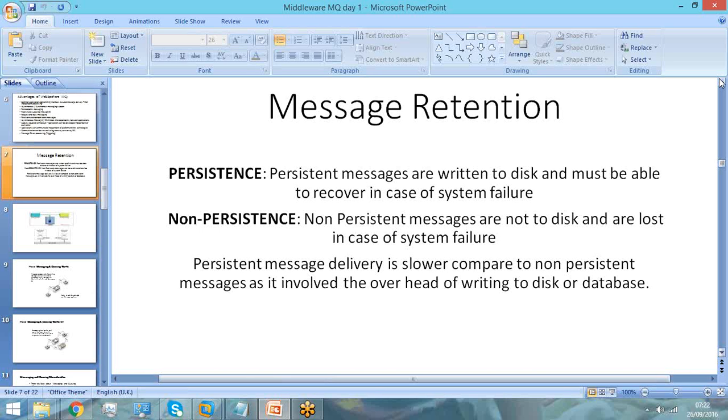When it comes to IBM MQ software, and the software crashes, how do we make sure that a persistent message is still there in our queue when the system comes up? How do we do that?